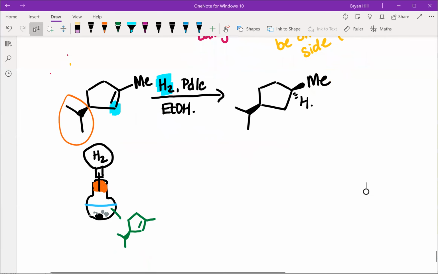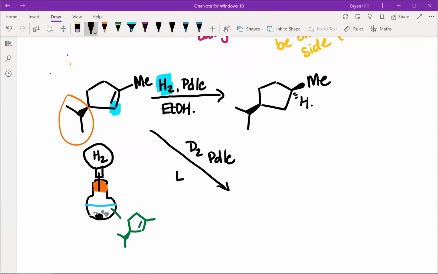If we did the same reaction with D2, palladium on carbon and ethanol, then in this case there are two things we need to worry about. The first thing is that we want the methyl group to be up and on the same side as the isopropyl group. And then the second part is that we need to actually show, okay, this deuterium's down, this deuterium's down.